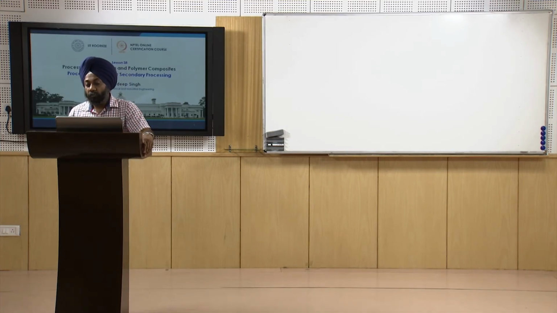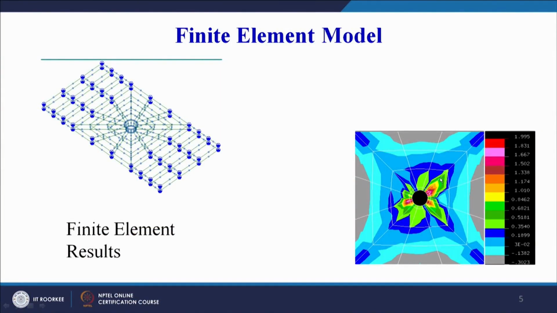Instead of going for experimentation, we can simulate the process also and try to understand the process behavior. In this way, using this failure criteria plot, we can understand how much area around the hole has been damaged. So this is the output or the result of the finite element approach, which gives us a fair amount of idea about the area around the hole that has been damaged because of the drilling action.